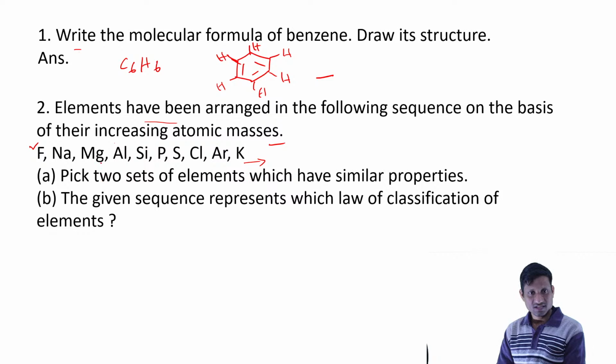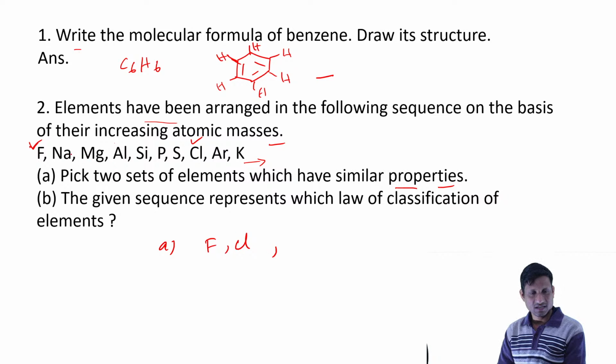Okay, so now the question is: pick up two sets of elements which have similar properties. ओके, तो जो सिमिलर प्रॉपर्टीज हैं, ऐसे टू सेट्स, मतलब एटलीस्ट वी आर हैविंग टू पेयर्स। So if we see this, we can now understand. So basically in group 17 in the modern periodic table, we are having fluorine and chlorine. So basically they are having similar properties. So the first pair is fluorine and chlorine, and the other pair is also there.